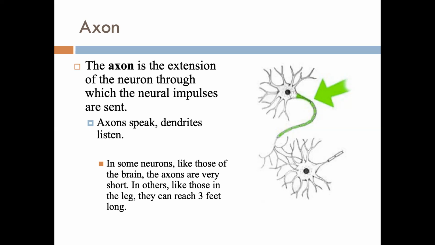I thought this was interesting too. In some neurons, like those of the brain, the axons are very short, very small. They're interneurons that connect these motor and sensory neurons together. But in others, like those of the leg, they can reach up to 3 feet long, which is pretty crazy. Even at the microscopic level, these stretch very long distances. Like I said, the more we perform a task, the thicker, the stronger the neural connection is. Right, Raven?